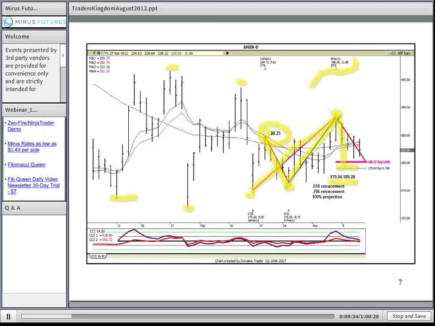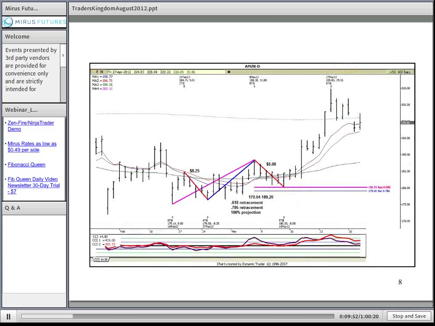Okay, so basically we have the setup that includes the 618 retracement, the 100% projection, and the 786 retracement. If you hit and hold the area, you look for a buy trigger. Okay, so let's go on to the next slide. Here is where we made the actual low at 180.30.